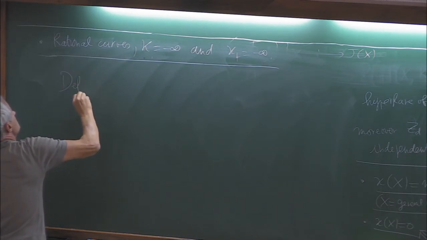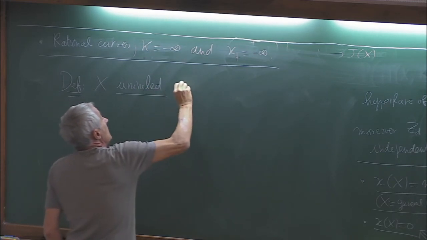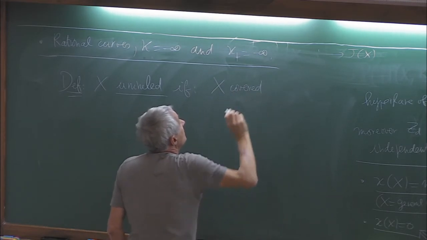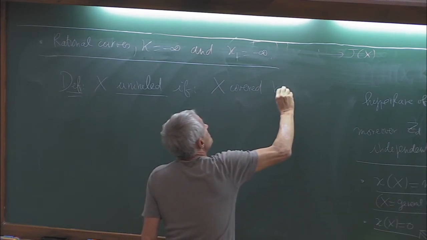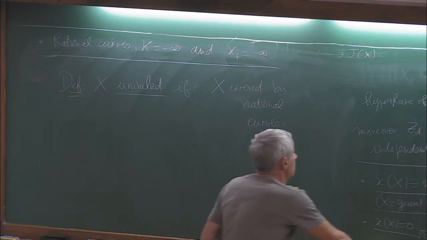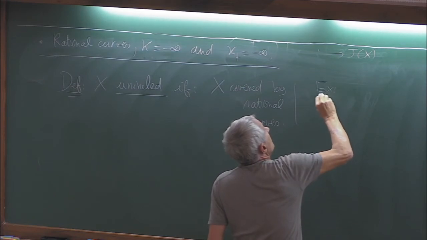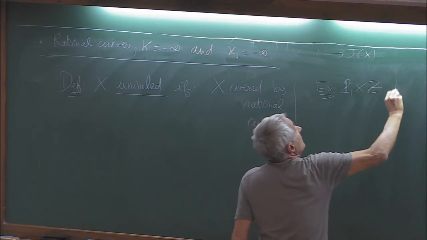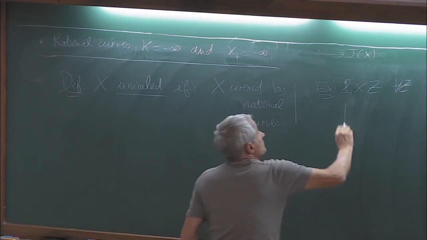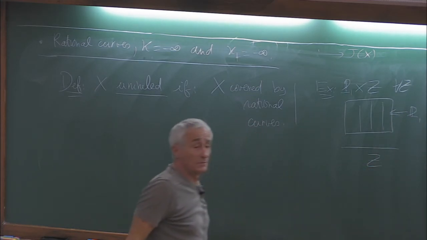So the definition: we say that x is uniruled if x is covered, at least at its generic point, but this is the same thing, by rational curves. The typical example is P1 cross Z for any Z, which is obviously covered by rational curves. So we have all these P1s here.